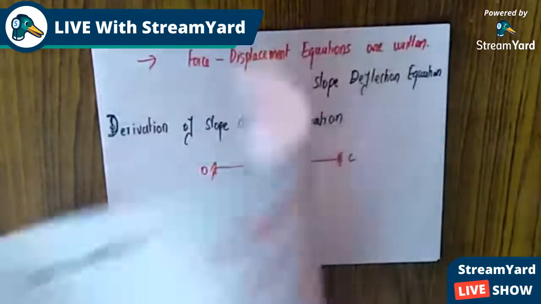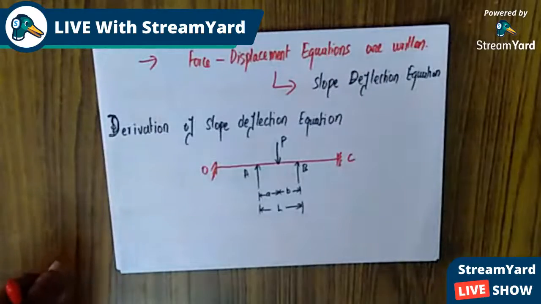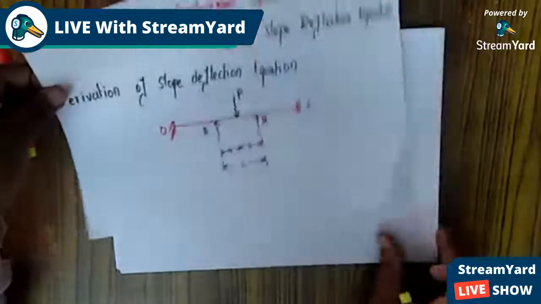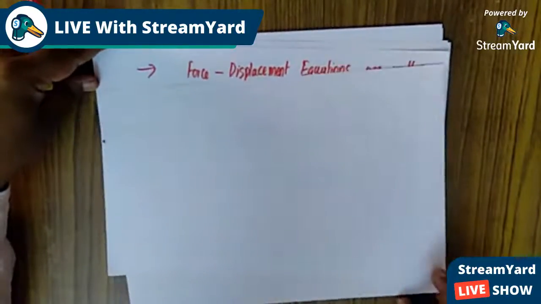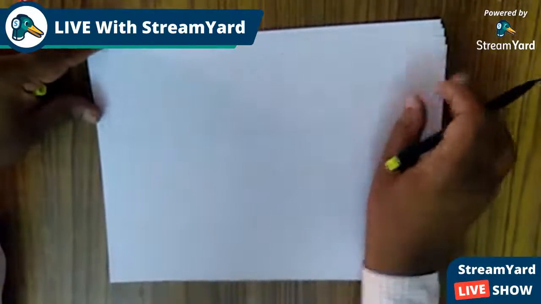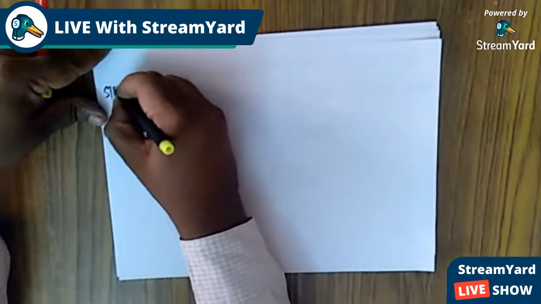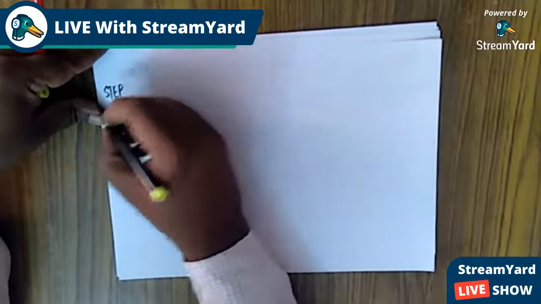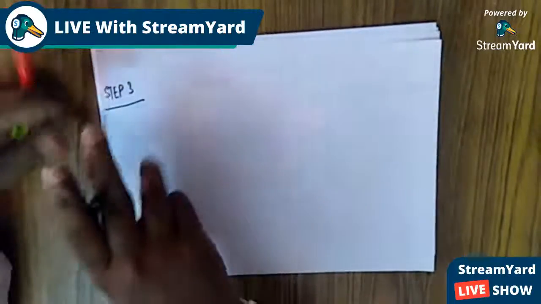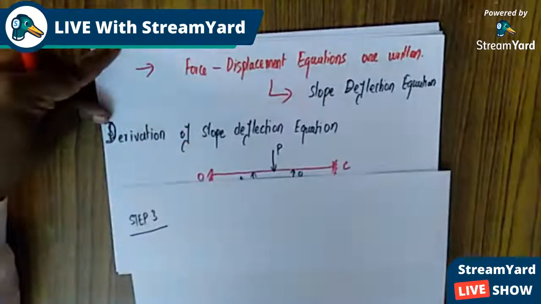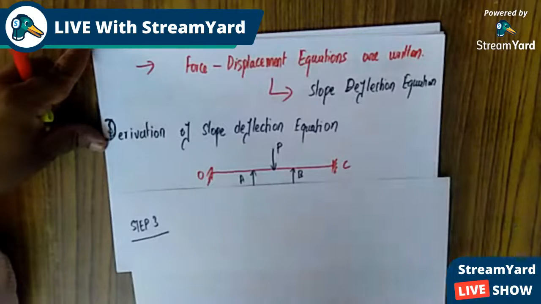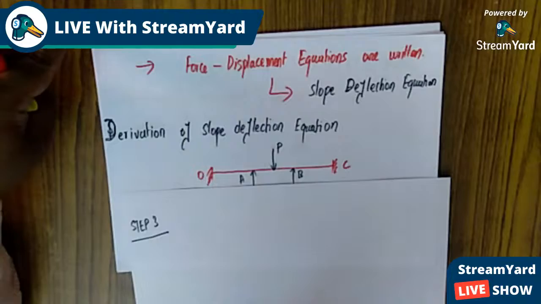So similarly, I am going forward to step 3, wherein I will be giving you the moments which are developed due to the rotation at joint B. In step 2 we have seen that due to the effect of loading there is a rotation at the joint B, and due to that moments are being developed at both the joints.